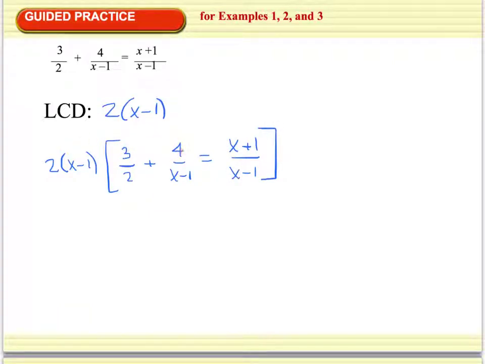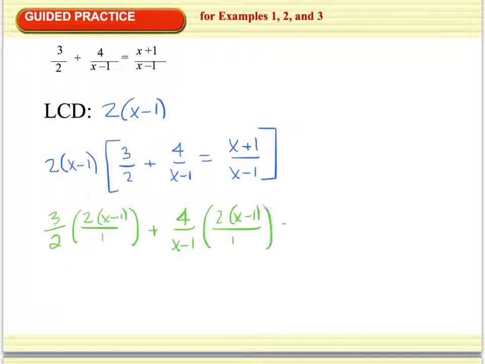So I'm going to distribute that onto all 3 terms, and I'll end up with 3 halves times 2 times x minus 1 divided by 1 plus 4 divided by x minus 1 times 2 times x minus 1 over 1 equals x plus 1 divided by x minus 1 times 2 times x minus 1 over 1.